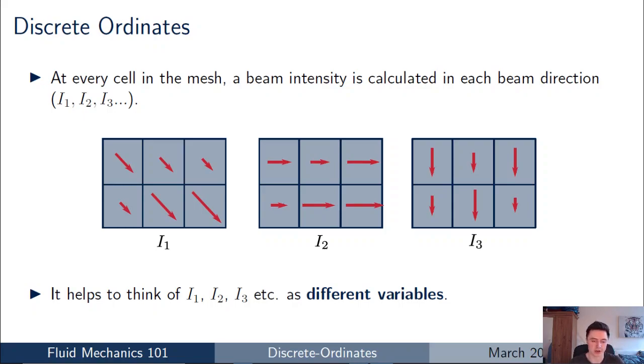So I've just given you some examples here. We've got I1, that would be the beam direction going diagonally down to the right. We've got I2, the beam direction going to the right, and then I3, the beam direction going down, and so on. So at each cell in the mesh, we'll be calculating a radiation intensity, that'll be an I, but a radiation intensity in each direction. So I find it helps to think of I1, I2, and I3, etc. as different variables. And we're going to be calculating each of those variables using an additional transport equation.